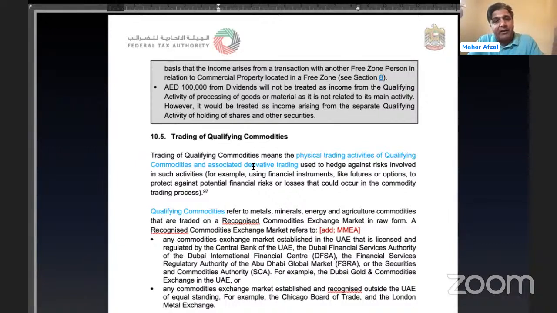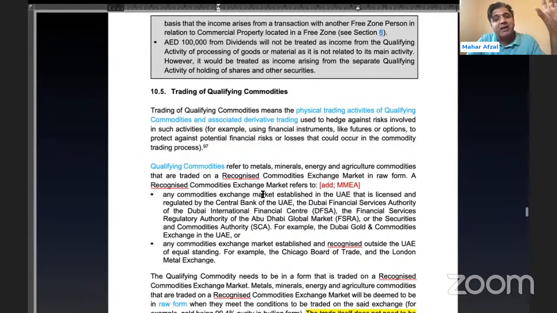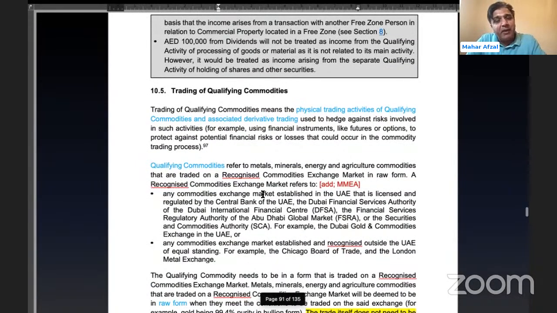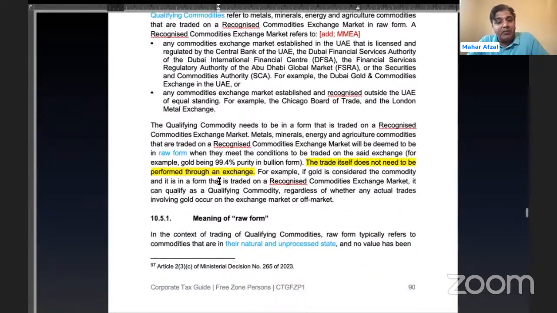They have clarified it, and they have clarified basically it doesn't matter if you are making the transaction through the exchange. It doesn't matter if you are making the transaction out of the exchange. The important thing is you are trading the qualifying commodity. You are buying and selling the qualifying commodity. And the qualifying commodity that defines this is a raw commodity with 99% purity, but some function initially you can perform to convert the quality into the qualifying commodity. If the buying and selling of the qualifying commodity happens, it will be considered a qualifying activity as well. There, the trade itself does not need to be performed through an exchange.